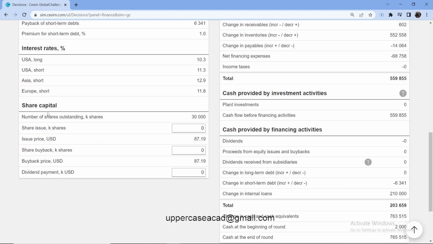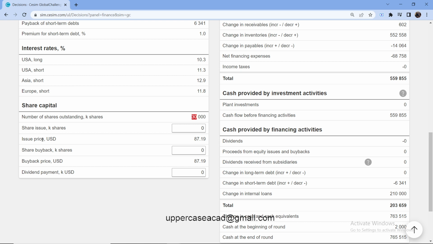Down here, we have the share capital. This is where you issue shares, and you can have your share buyback and dividends. If you want to obtain funds, you can do so by issuing shares. This will give you more cash on hand, because you'll have enough capital to run your company. We have the number of shares outstanding, which you can see is 30,000 here. Shares issued, I've not issued any shares yet.